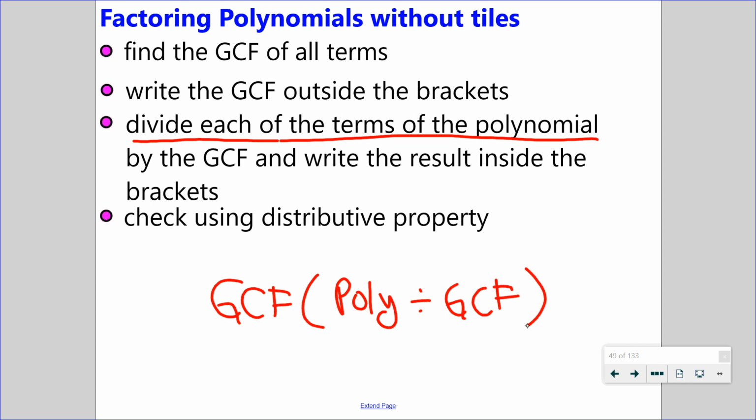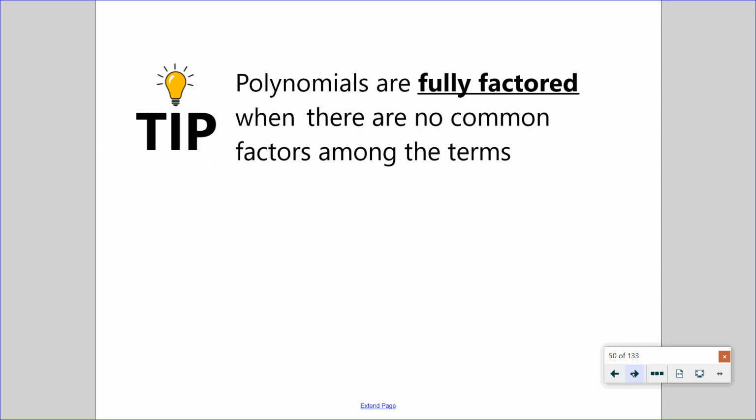Now you guys know I'm a big fan of the check, so you can always do a check using the distributive property. So I have 2 examples I want to try with you. Before we talk about the examples though, another tip here is polynomials are fully factored when there's no common factors among the terms. So with tiles, it was the ones closest in shape to a square. In terms of polynomials, I just want to make sure there's no common factors. So if you make a mistake and don't find the greatest common factor, you're going to have a factor that still has a GCF that can be taken out.